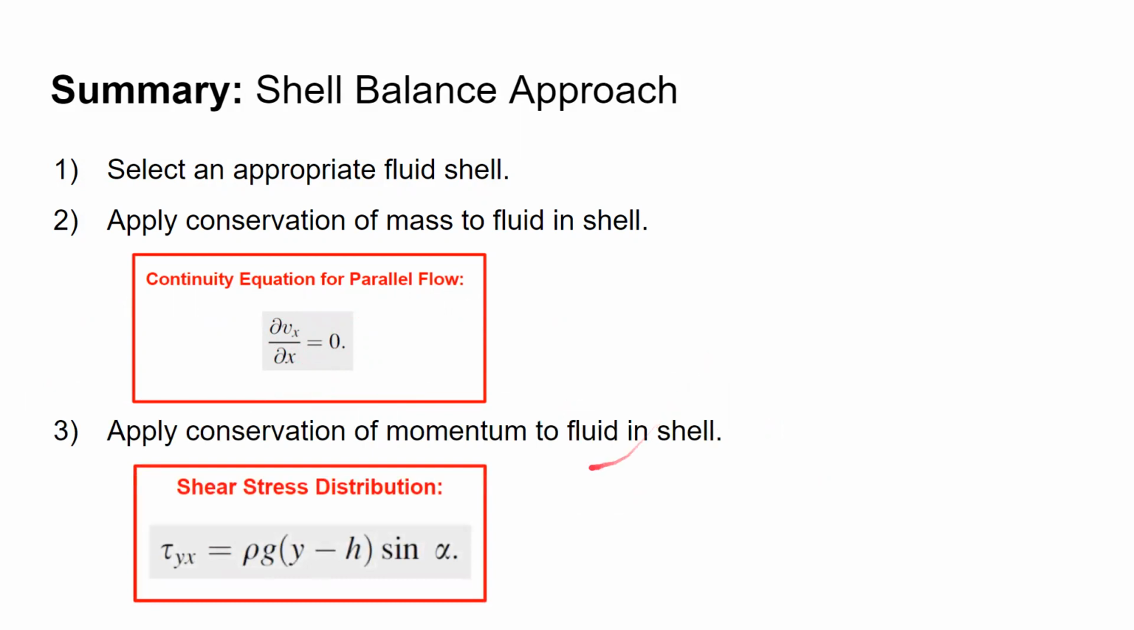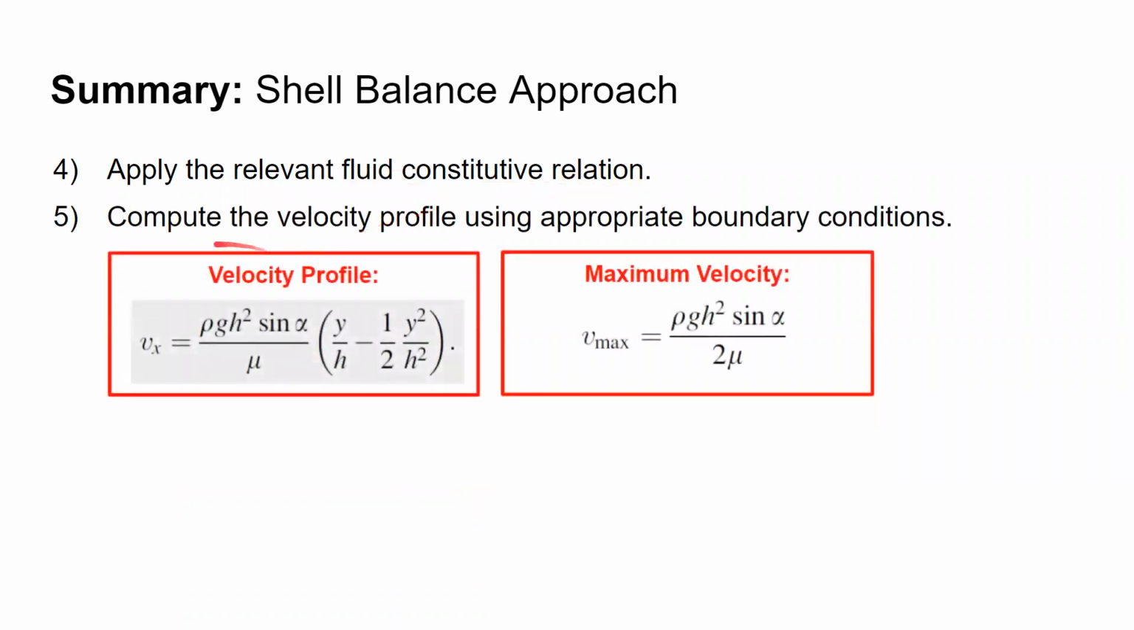Then our third step is to apply the conservation of momentum to the fluid and the shell. This allows us to determine our shear stress distribution, right? Step 4 is to apply the relevant fluid constitutive relation, right? Is it Newtonian, non-Newtonian? Step 5, then we computed the velocity profile using appropriate boundary conditions. We have our velocity profile right over here, and we have our maximum velocity. We determined it through these 2 steps.